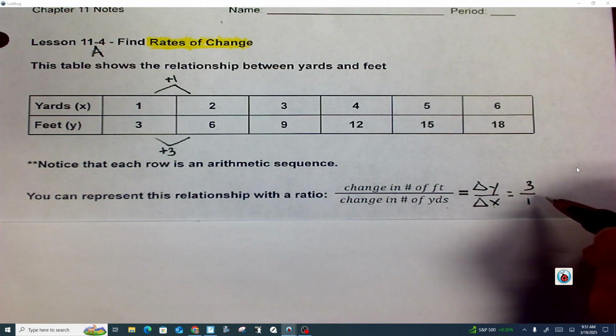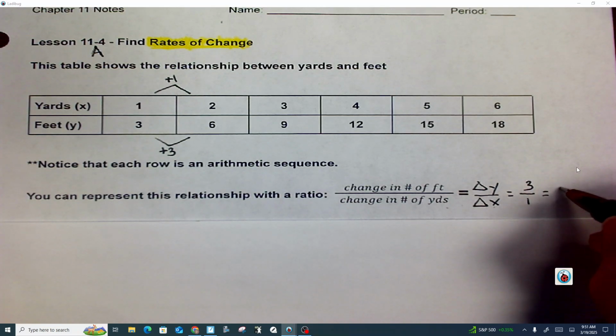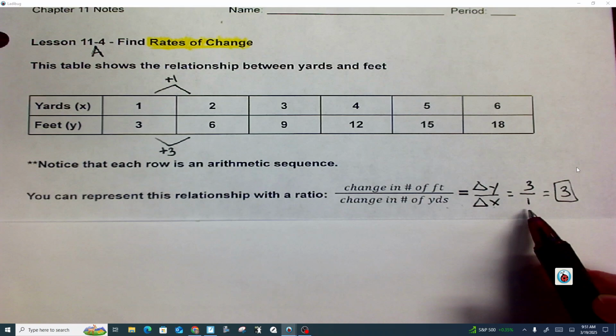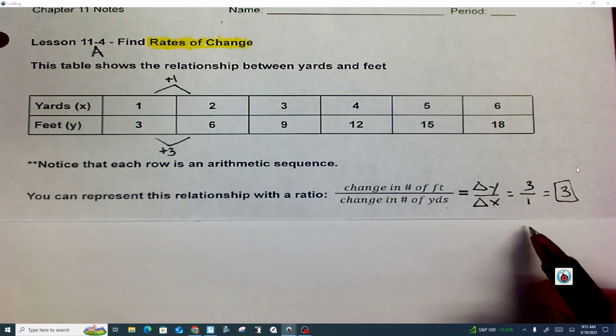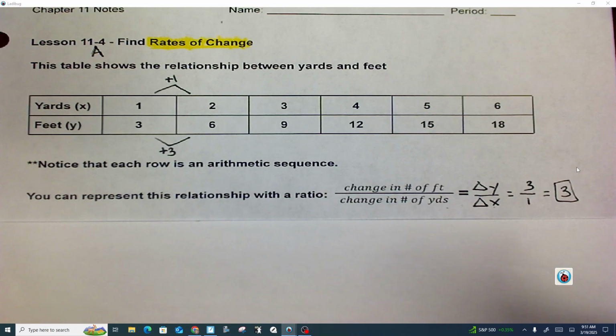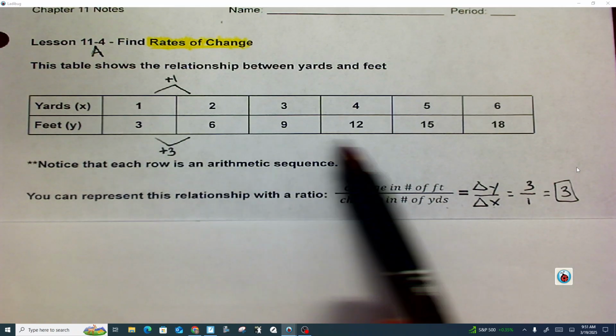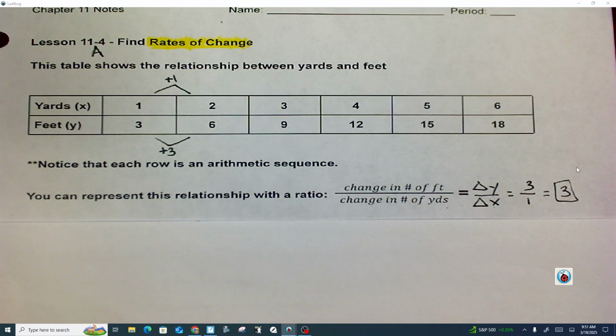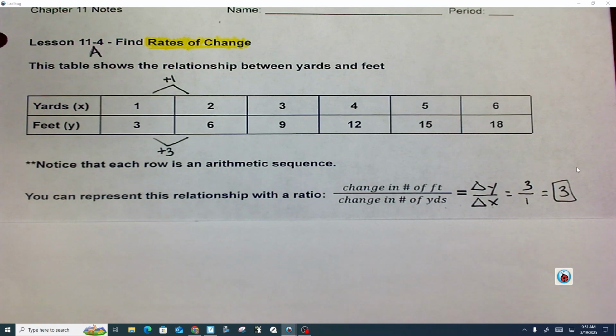And then you simplify the fraction if possible. What's 3 divided by 1? It's 3. Now, sometimes your rate of change is a fraction. Sometimes it's an integer like this. That's fine, but that's what we want it to be, the change of y over the change of x. And that's how we can find it from these tables. It's very straightforward, right? And we've already done it. It's the same thing as finding your step number. It's the exact same thing.